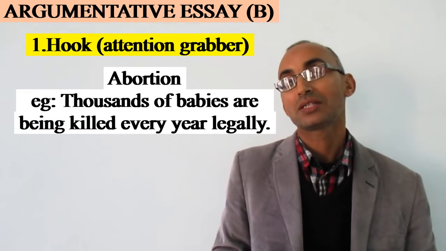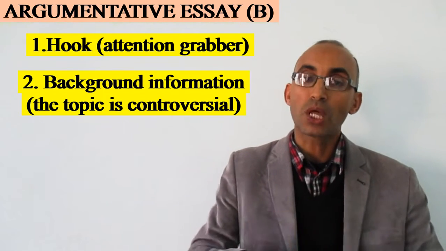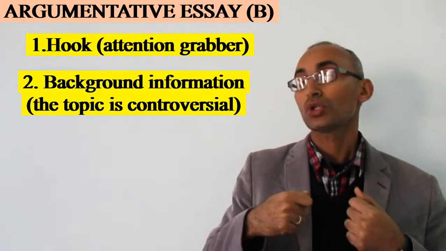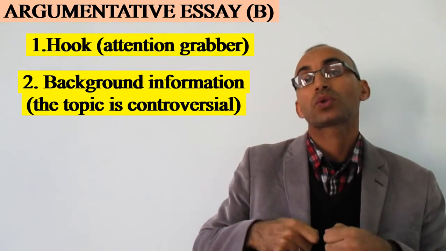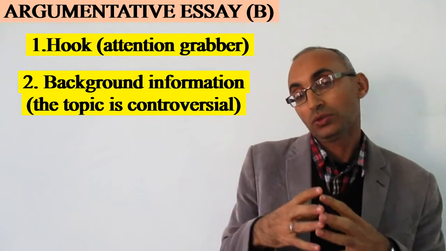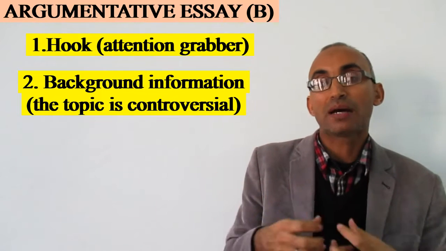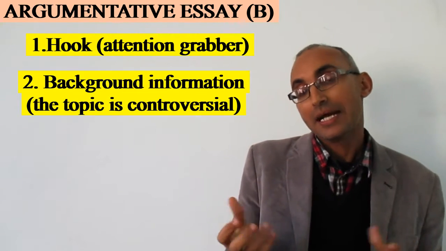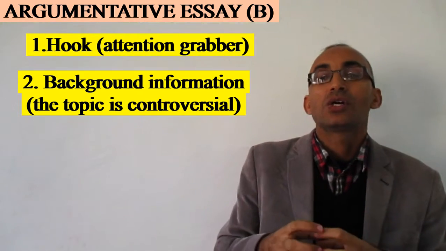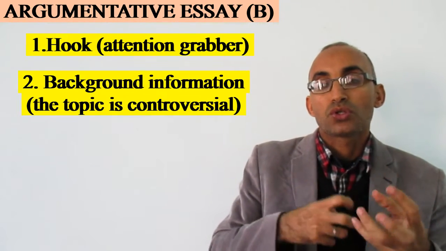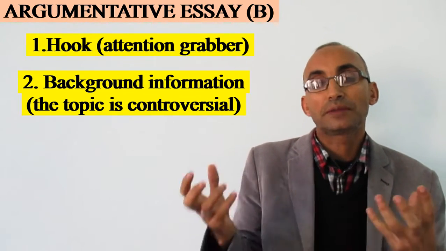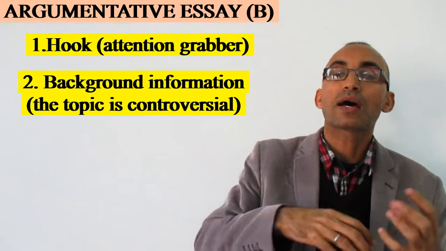Number two, after this, you provide background information about your topic and your controversy. For example, then you move on to the issue of abortion. These are killed because of abortion. Clear. And also, you refer to it as a matter of juicy debate. It's a kind of controversy. Clear. There are those who are against, those who are for.